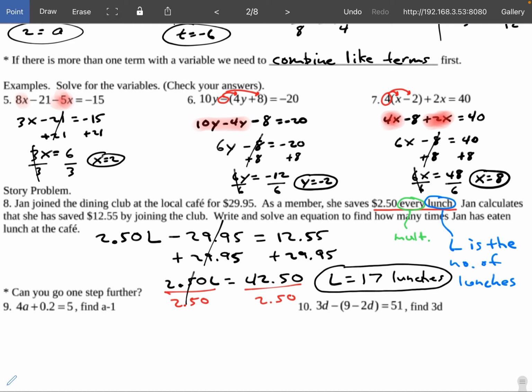So there you go. So what does that mean? That means if we put 17 in here for the number of lunches, she's going to save $2.50 times 17. Well, that's going to be $42.50. That's how much she saved. But then you have to subtract off the fact that she paid $29.95 up front to join the club. So in effect, she's only saved $12.55 after 17 lunches.